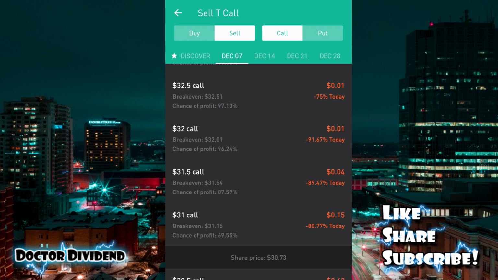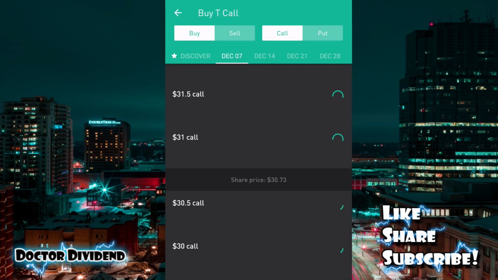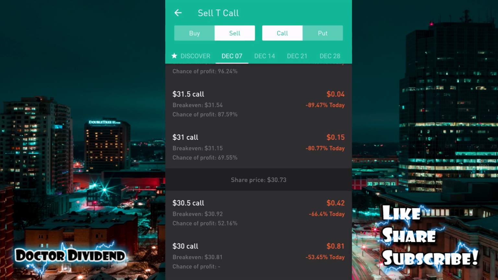So focusing on the sell call, if you enter into this contract, you're selling off the call. You'd essentially be selling the call off to the person who bought the call here. So if you sold off the call, you are required to sell stocks at a particular price point. So for example, if you take a look in the middle, the share price is currently at $30.73.